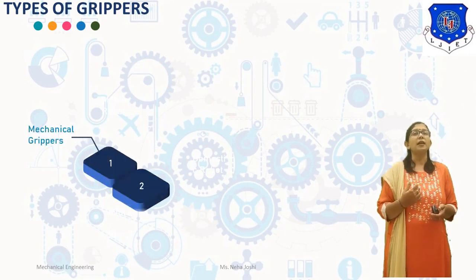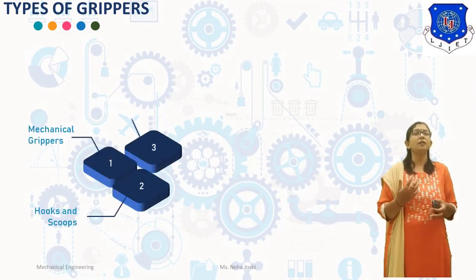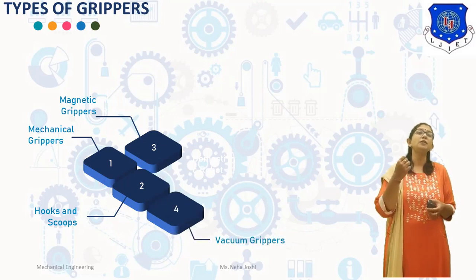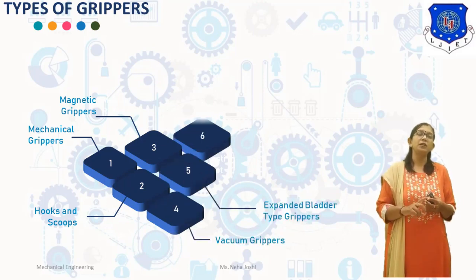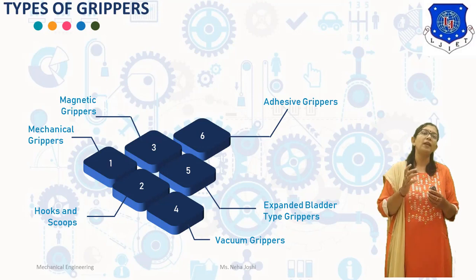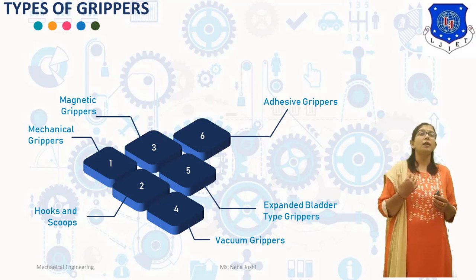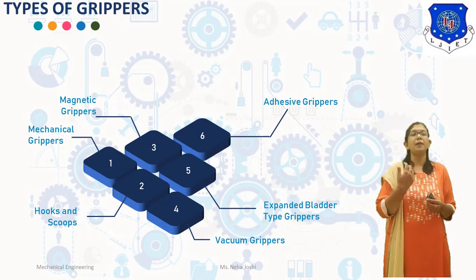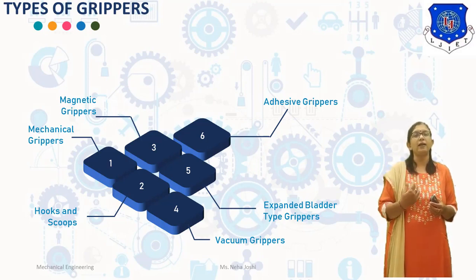Based on the method of grasping the parts or object, the grippers are divided into 6 categories. First one is mechanical gripper, then hook and scoop. Third is magnetic gripper, fourth one is vacuum gripper, then fifth is expandable bladder type gripper, and last one is adhesive gripper.